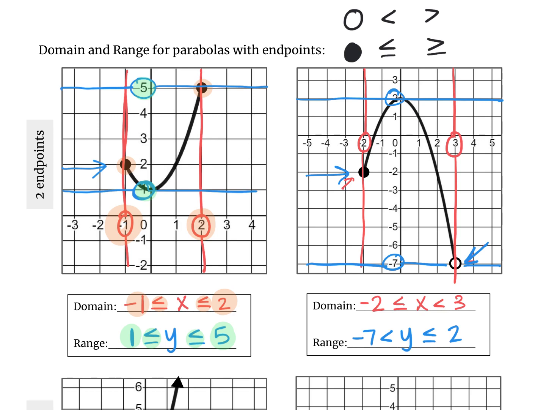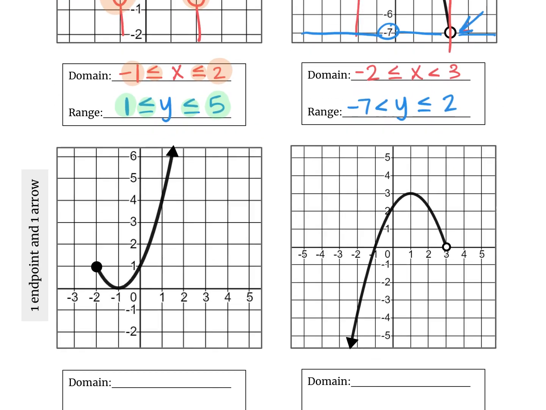So that's what we do when there are 2 endpoints on a parabola. So now we're going to look at what if there is one endpoint and one arrow, meaning one part of the graph stops, but the other side keeps going. So I'm going to move on to the second half of this paper.